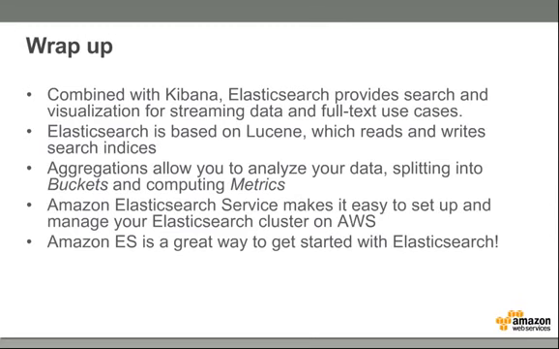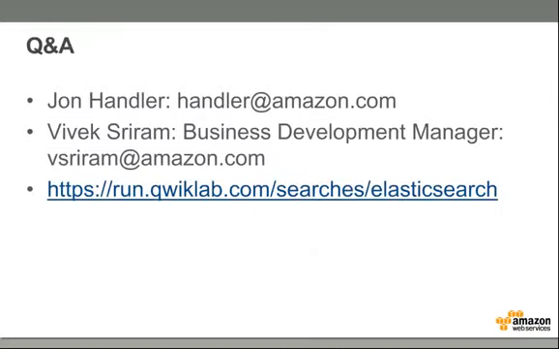It's a search engine that is based on Lucene. Lucene itself just reads and writes search indexes. A lot of what Elasticsearch does is on top of that. The aggregation is the fundamental analytical capability, if you will, for Elasticsearch, and it allows you to split into buckets and compute metrics on those buckets. The Elasticsearch service makes it easy to get started and easy to scale and grow as you manage your Elasticsearch cluster on AWS. So that is what we have for prepared material. We're going to go ahead and go into QA now.